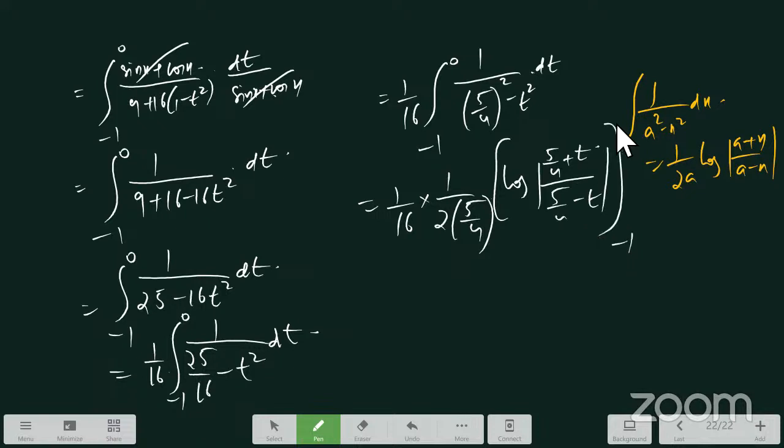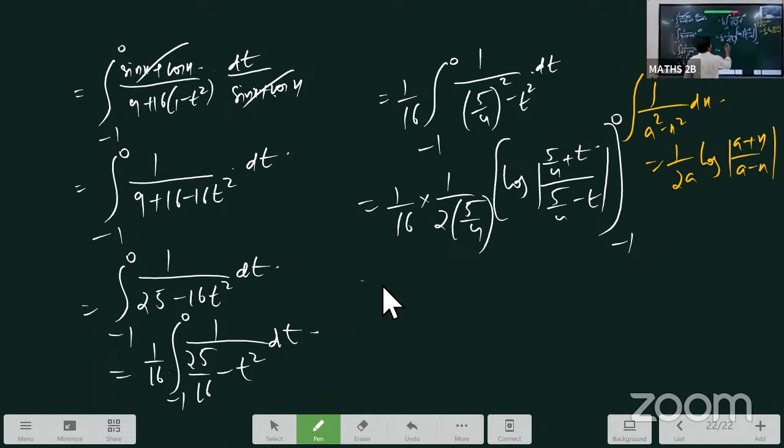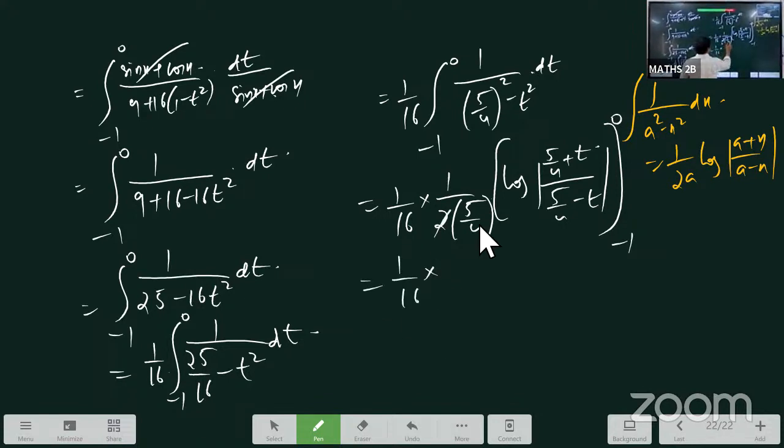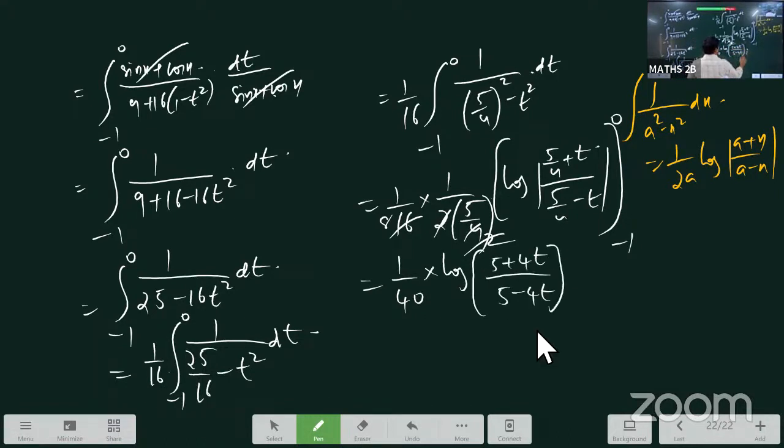Now apply your limits, minus 1 to 0. Your definite integral, you have to apply the limits. Is it clear? So this is 1 by 16. 2 ones are 2, 2 eights are 16. So total how much am I getting? 1 by 40. 8 fives are 40, right? Into log of 5 plus 4t by 5 minus 4t. What are your limits? Minus 1 to 0.